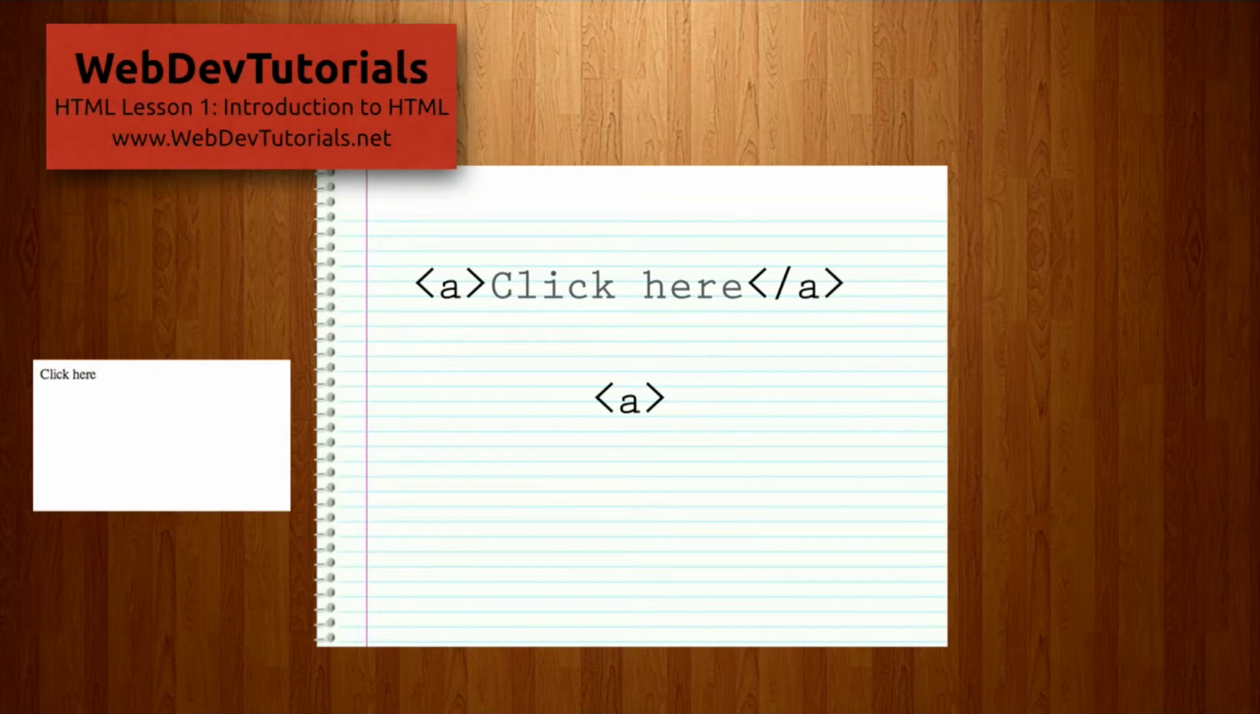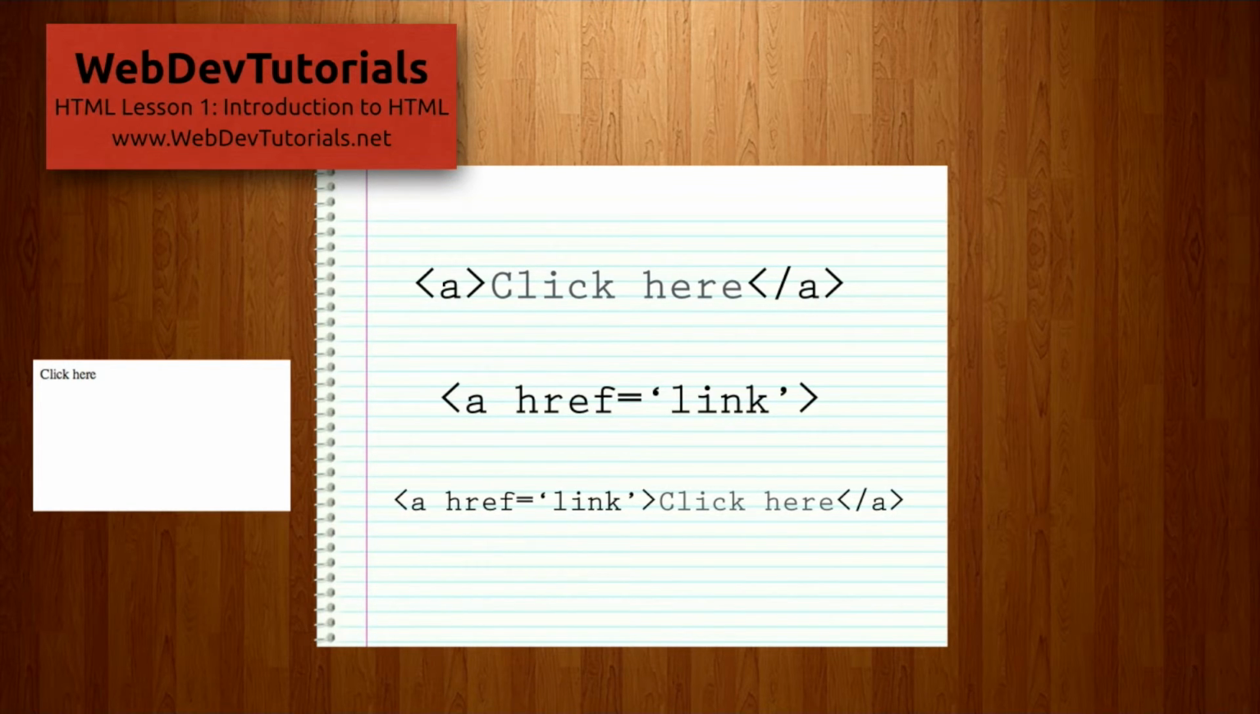Attributes are statements written within the tag that modify a tag's behavior. The A tag has a specific attribute called href, which defines where the user should be directed to when they click on the link. Let's add it. Inside the opening A tag, we type the attribute, href, then an equal sign, and then the link inside quotation marks. This says, go to this link when the user clicks on the text, click here. Notice that we don't have to repeat the attribute in the closing A tag, just the opening one.